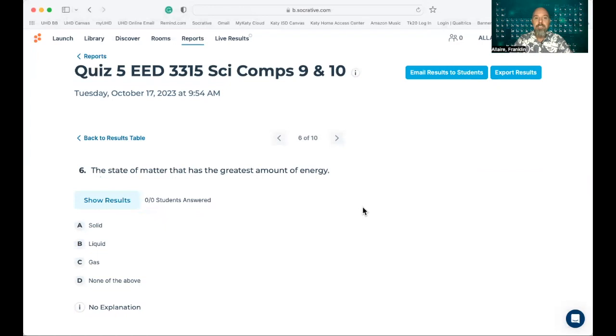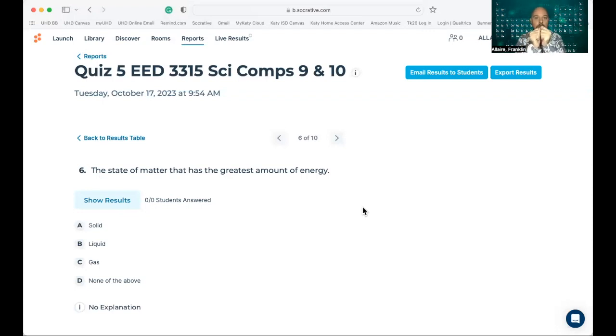Number 6, the state of matter that has the greatest amount of energy. Well, we're all familiar at this point with solids, liquids, and gases. And so all of those states of matter have different amounts of energy. Solids have molecules packed very, very close together, and they jiggle a little bit, back and forth. Liquids are spread out a little bit, and therefore it allows them to move around.